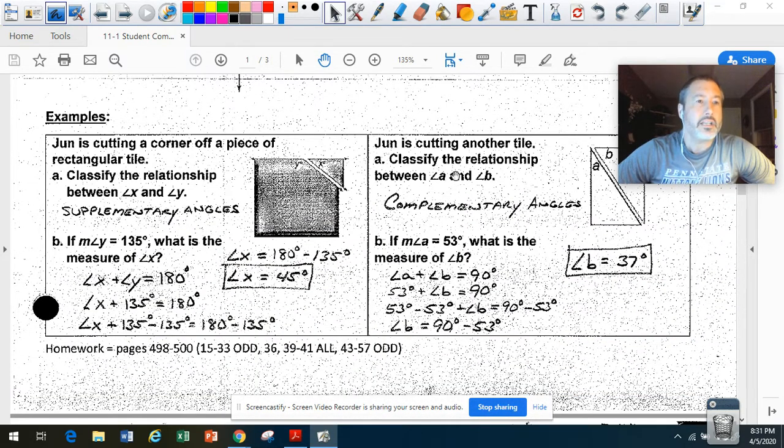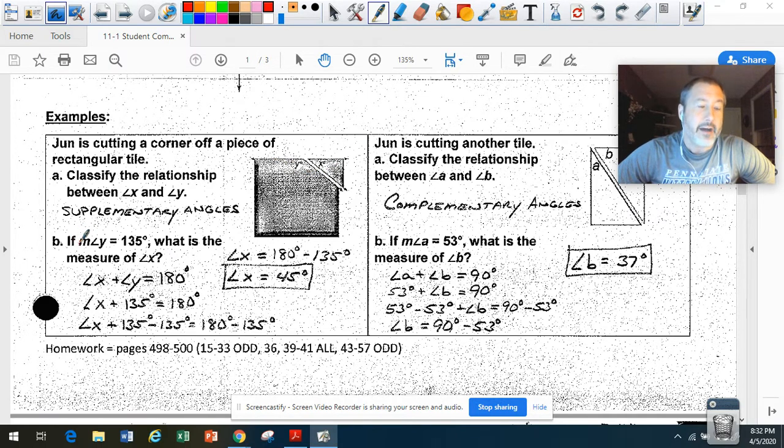Okay, June is cutting corners off a piece of rectangular tile. Classify the relationship between angle X and angle Y. Well, what we're looking at here is this angle right here. And we're saying, okay, what type of relationship does it have to this angle right here, the X and the Y? Well, as you see, if we put them together and add them together, they're going to form a straight line. And we know a straight line is 180 degrees. So we know that angle X and angle Y are supplementary angles.